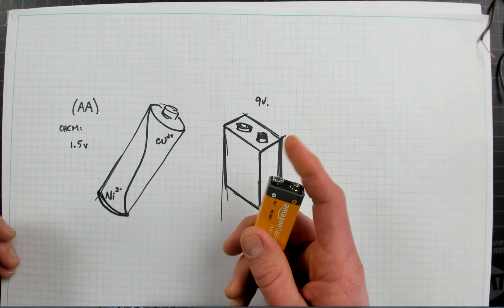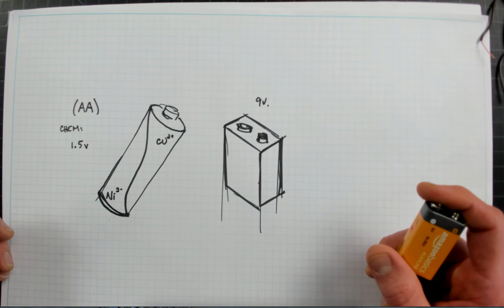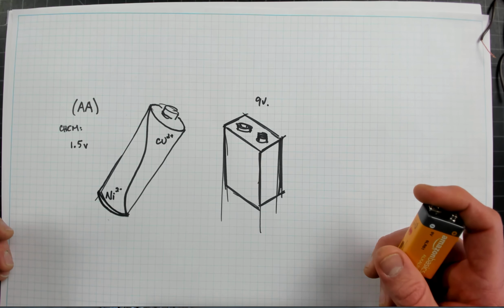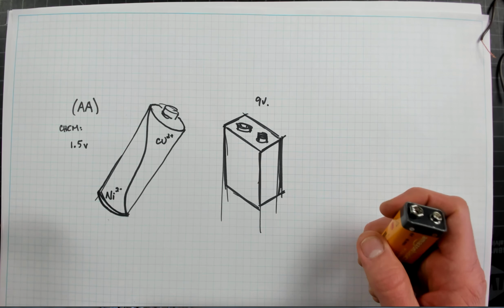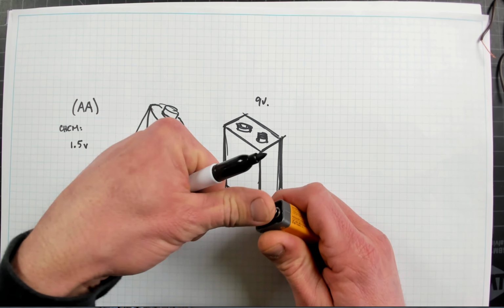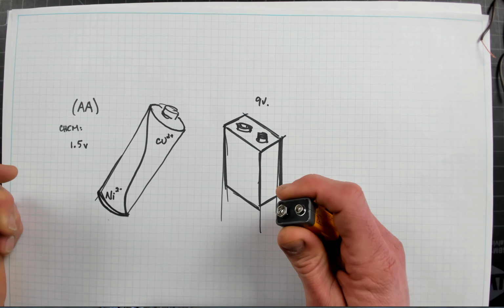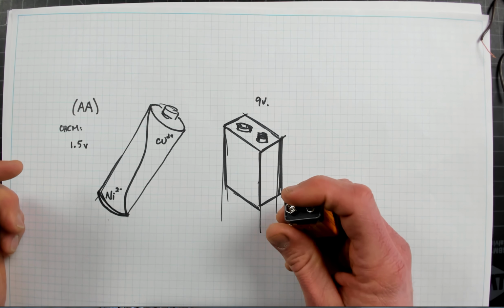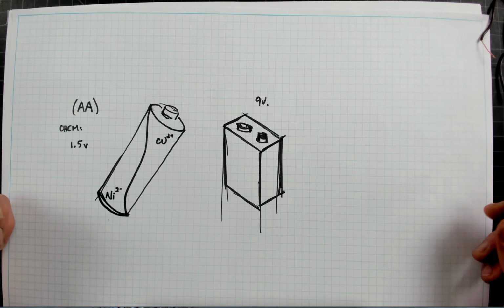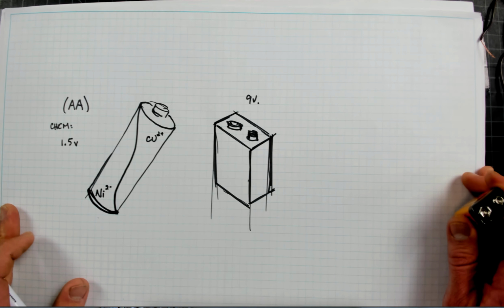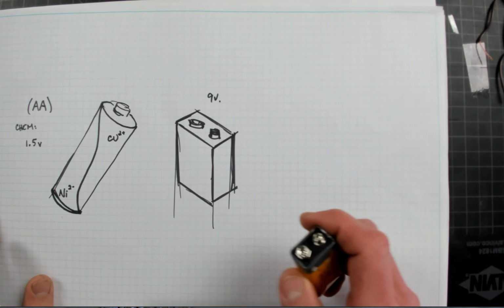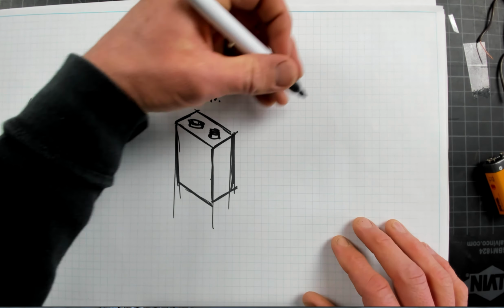So we've got this 9 volt here, and what else can we say about the 9 volt? A lot of times there's a battery snap that pops on the back of the 9 volt. I think you may have some of those in your kit too, but you don't need them right now for anything. All right, now we've got another type of battery that I'm going to draw.